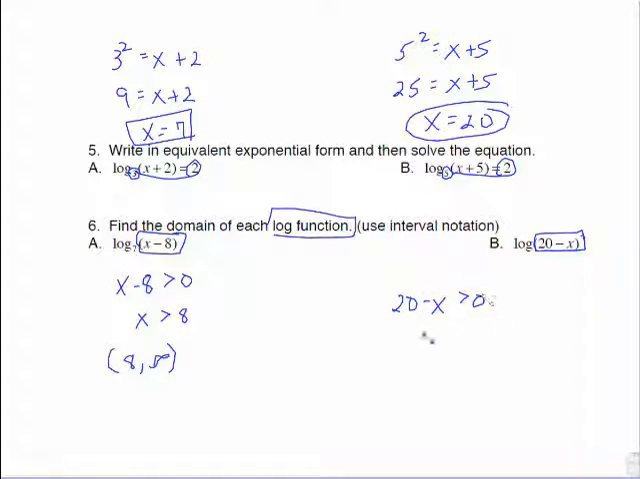I would add x to both sides to solve this. Now what this says is 20 is greater than x, but reading backwards, if 20 is greater than x, that means x is less than 20. To do interval notation on that is negative infinity to 20. When you're dealing with less than, it has to begin with negative infinity.